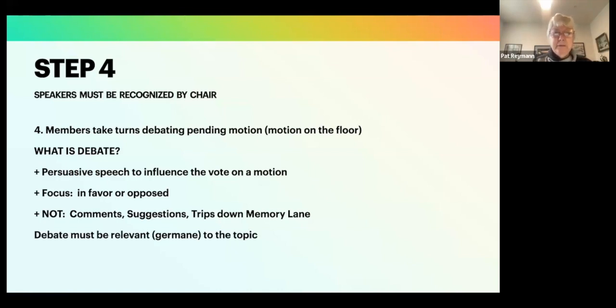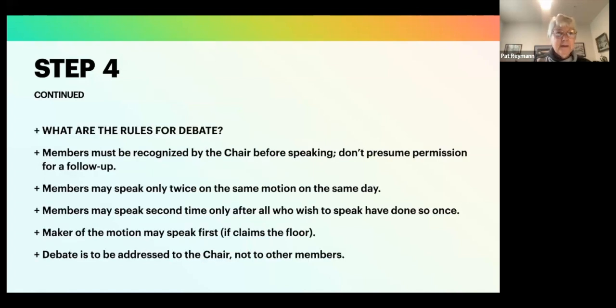Debate must be relevant, and we use the term germane to the topic. It should move the decision-making process along. It should be helpful in having people make up their minds and decide whether or not they're going to follow through on this motion.